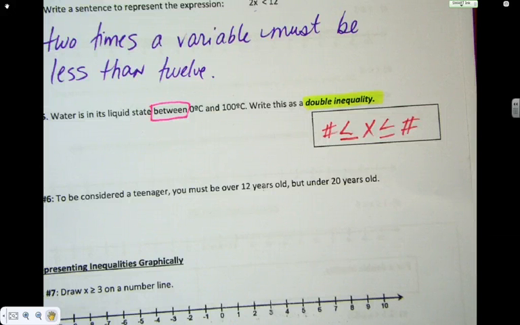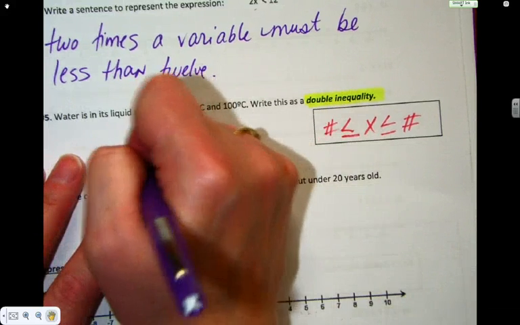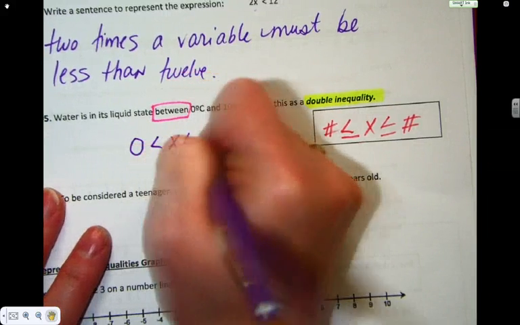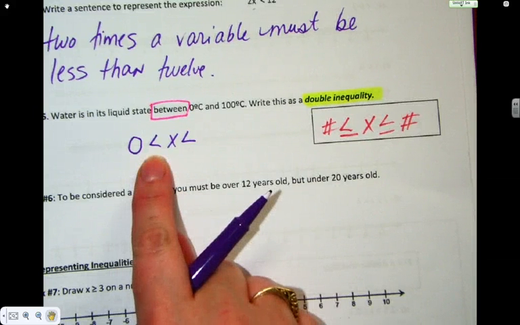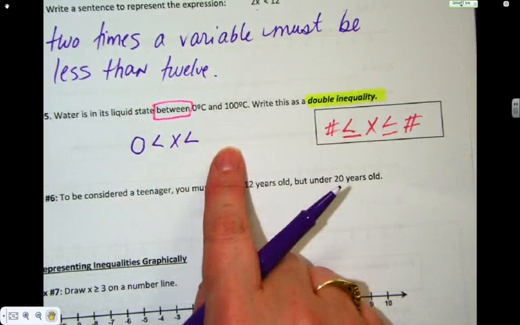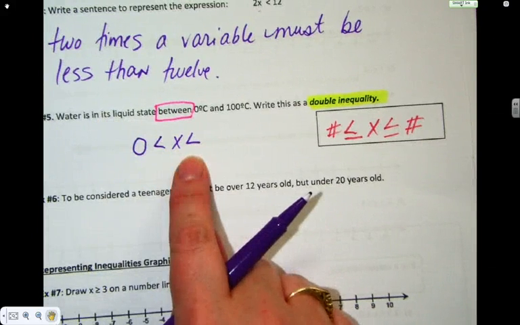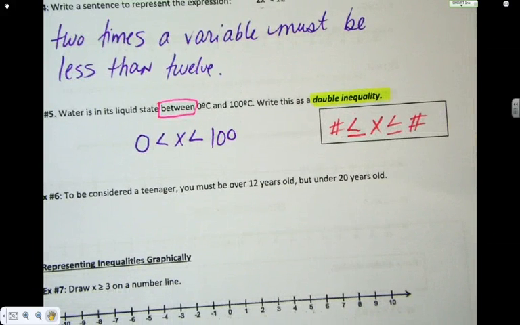So to take the words, water must be between 0 and 100, and to write that inequality, I'm going to start with the lower number, which is 0. I'm going to put my less than, x, less than, and now I'm going to decide, do they need the or equal to or not? So right at 0, is it still water or is it now ice? It's ice, so can it be equal to 0 and still be in liquid form? No. What about 100? What happens right at 100? It starts boiling, so can it be liquid at 100? No.